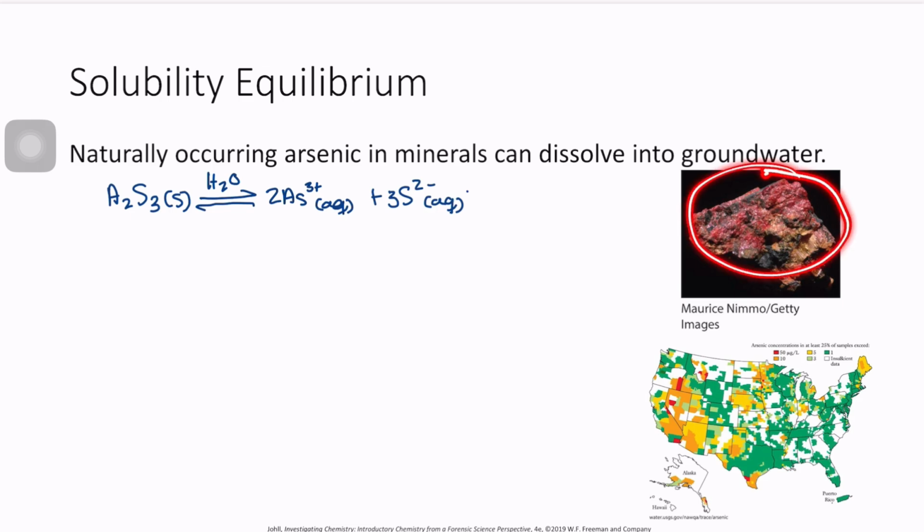This is a mineral showing the arsenic as it exists in rocks that can leach into the groundwater. And this map is from the US Geological Survey, which monitors the amount of arsenic found in untreated groundwater. So the areas with red have a higher concentration of arsenic in groundwater compared to the green areas.